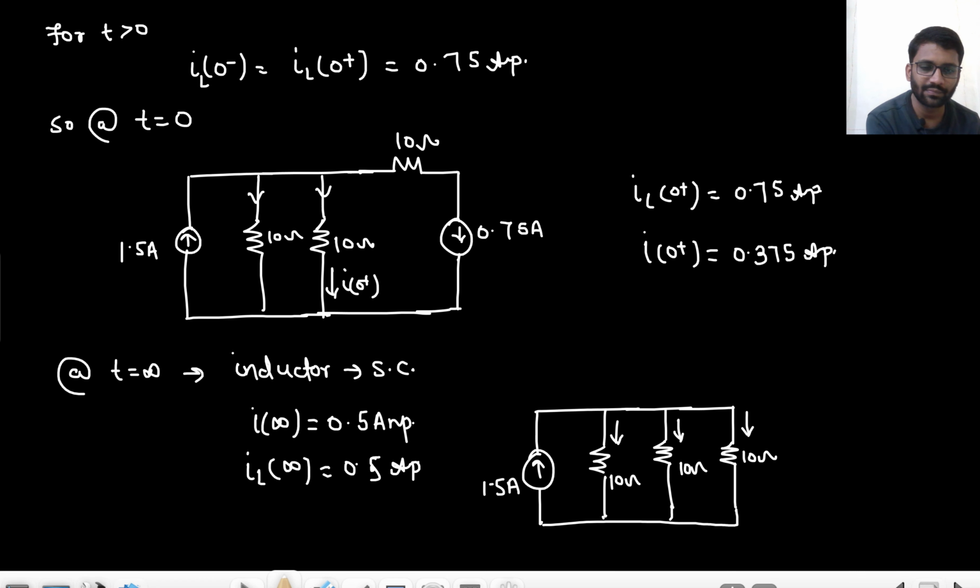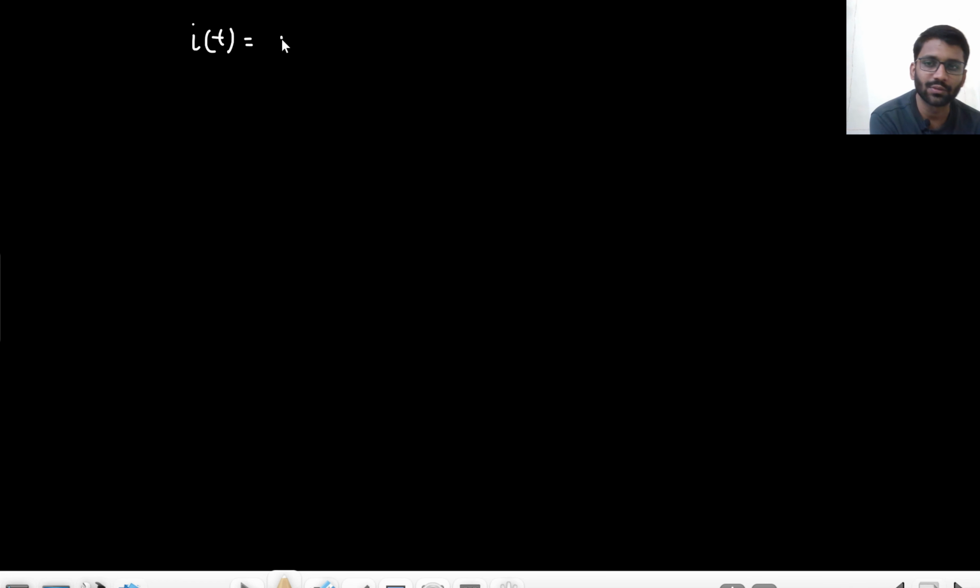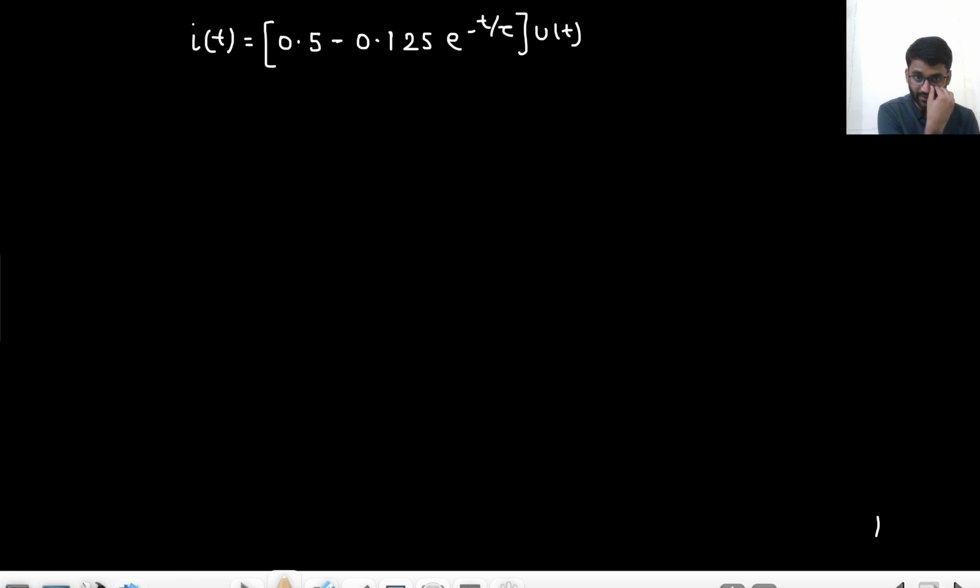I of t, what will be I of t? I of t is 0.375. From 0.375 it is going to 0.5. So 0.5 minus 0.375 would be 0.125, e to the power minus t upon tau, u of t. Tau we did not find yet. We need to find tau as well.